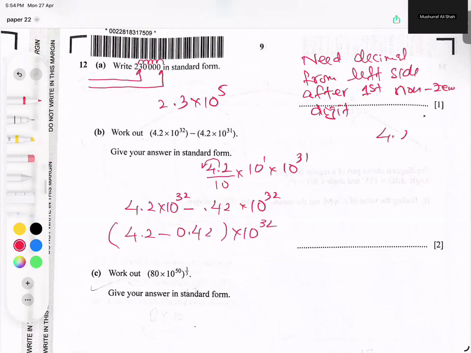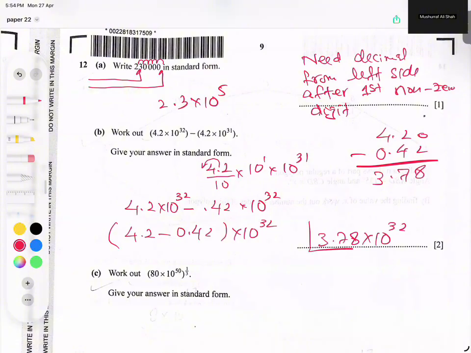Now 4.2 minus 0.42. So we are subtracting. Out of 10, 2 gone, 8 left. And out of 11, we got 7. So I got 3.78. So 3.78 times 10 to the power 32 is our final answer. The main part is you have to expand this or you have to expand this. This depends upon that decimal movement. So you have to do it carefully. Okay, this part is clear, and let's go for the next question.